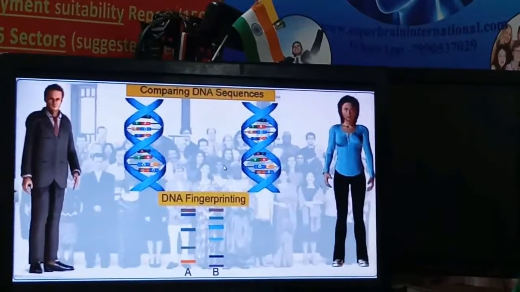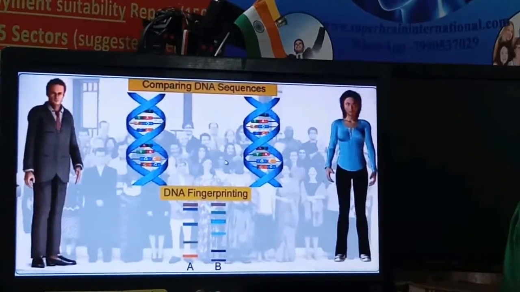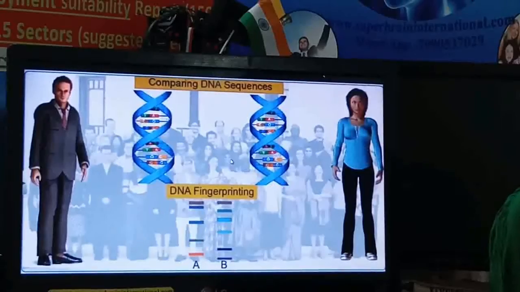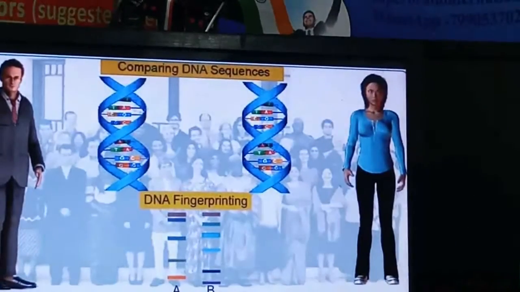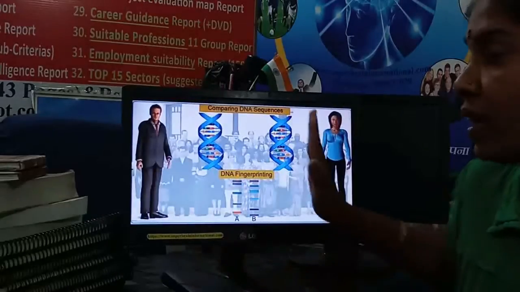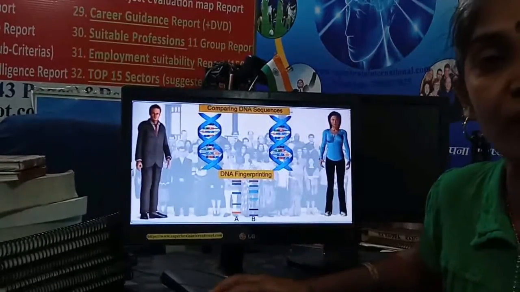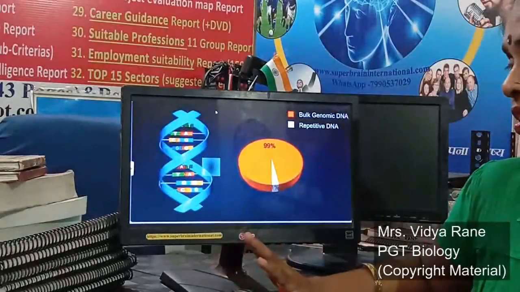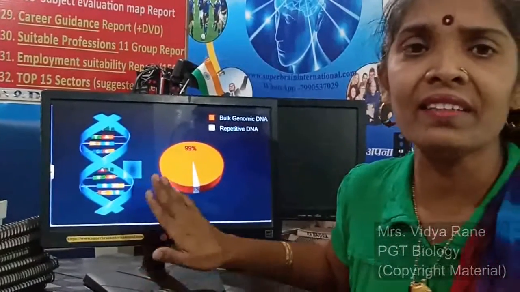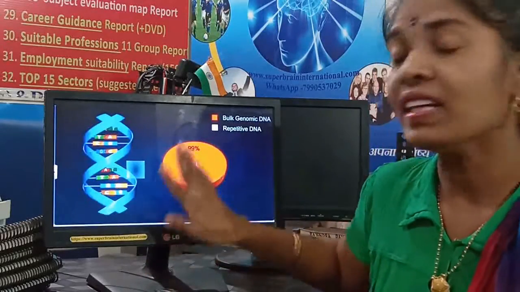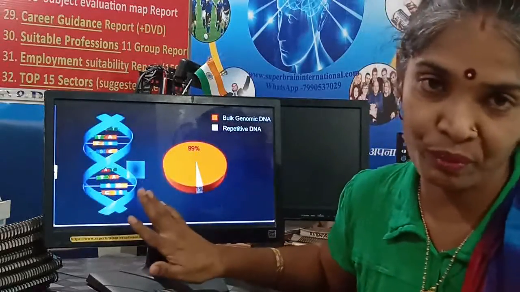Actually, this is a very complicated process, and you know that DNA is very long. We have seen that in the Human Genome Project. It is not possible to compare the DNAs of two different personalities at the same time and find the difference. So here we find the differences in their DNA.